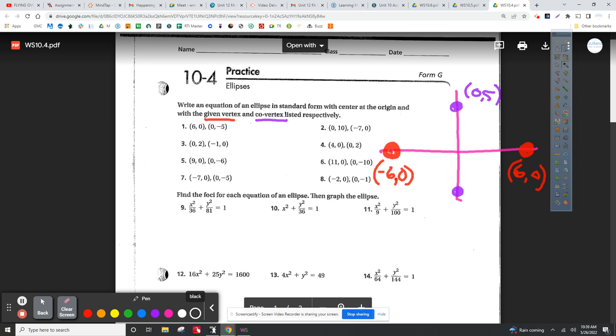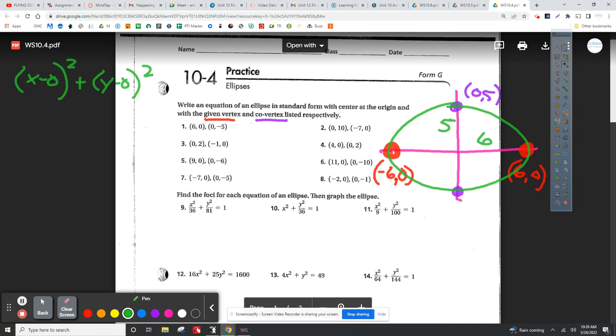So what does this mean? Well, as you can see, this thing kind of looks like a circle, but it's longer in one direction than it is in the other. That's what the a and b are referring to. So here, this 6, that's our a, and this 5, that's our b. Okay? Can you move somewhere else, please? So now we've got it. It's x minus 0 squared plus y minus 0 squared. Okay, the a is 6, so this is 36, and the b is 25, and that's our equation.